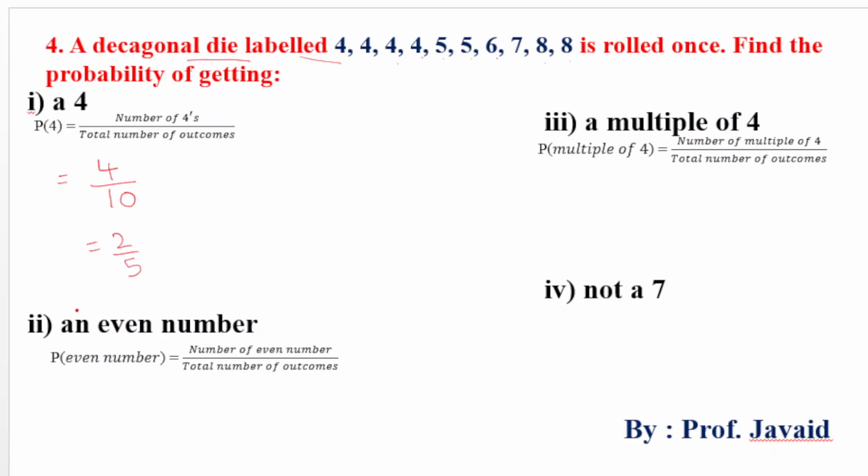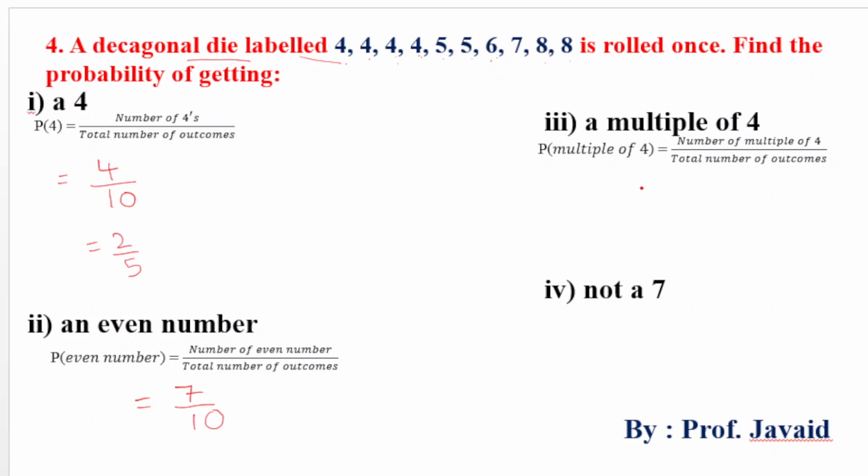So probability of getting even numbers. So even numbers are simply the number which are divisible by 2. So this is divisible by 2, this also, this also. So these 4, 5, 6, 7. So these are 7. So 7 and total number of outcomes, so 10. Okay, 10. So I hope you understand, very simple.